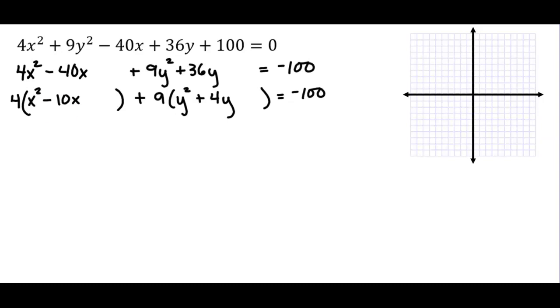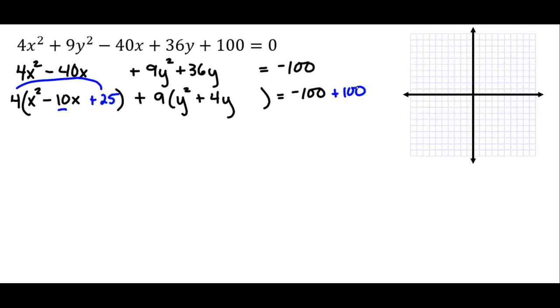To do that, you're going to take that negative 10, divide it by 2, and square it. So that's negative 5 squared, which is 25. So we're going to add a 25 in here. But we know we have to add something on the other side, but it won't be 25. It's going to be 4 times 25, which is 100. Okay, so that's that part. So you have to remember to multiply by that coefficient that's in front, the one you factored out.